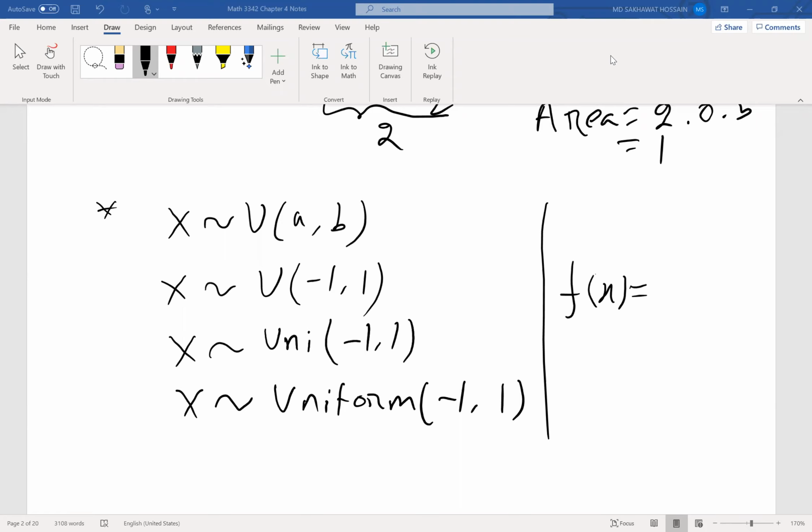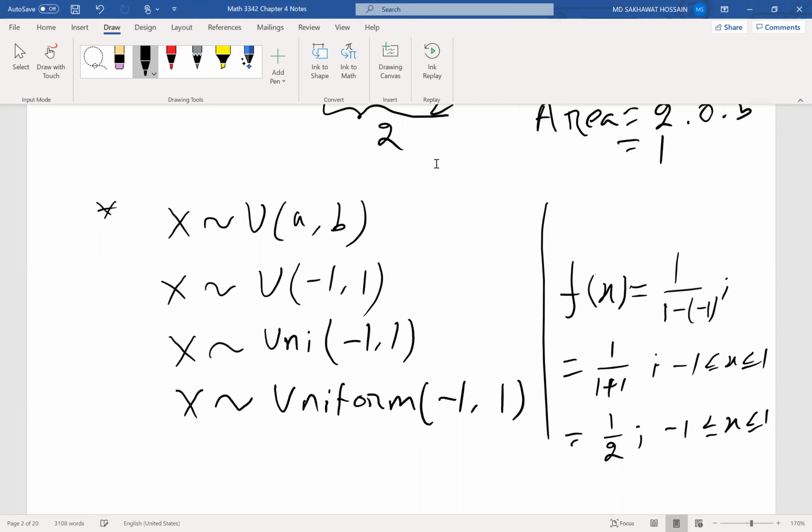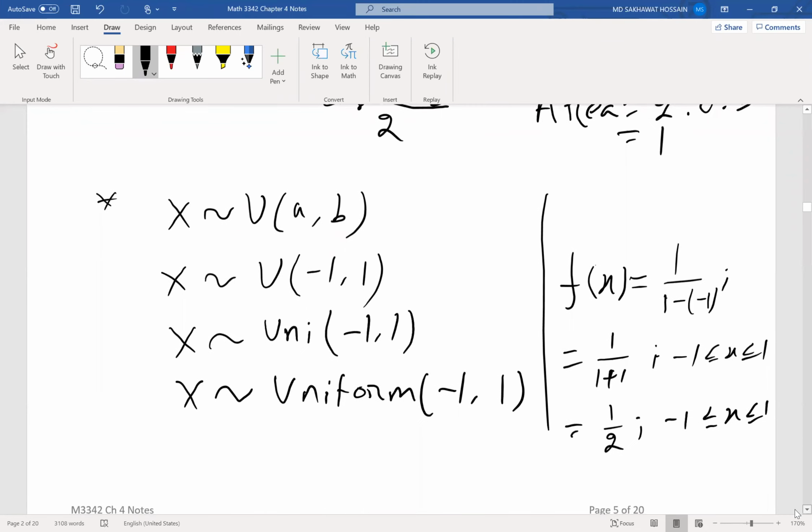Okay, so how do we calculate the function? Yes, 0.5. Yeah, you are right, 0.5. So that means it will be 1 over the upper limit, which is 1, minus -1, right? Yeah, it will be 0.5. And X is from -1 to 1. So it will be 1 over 1 plus 1, which is 1 over 2. So the density function is 0.5 and X is defined from -1 to 1.